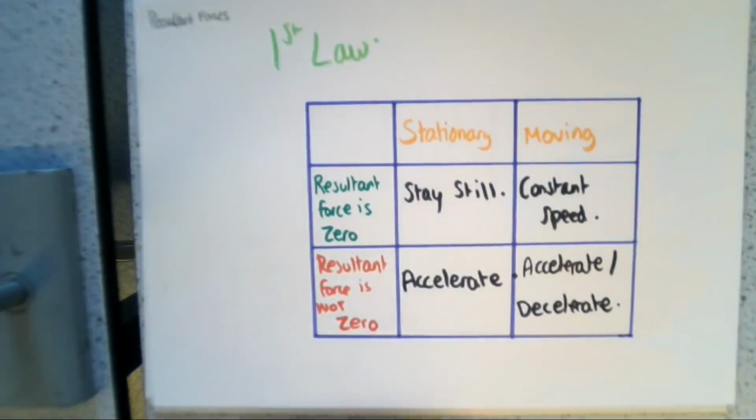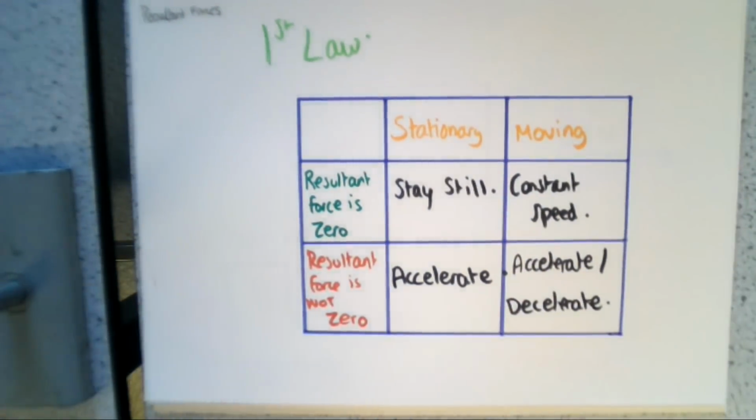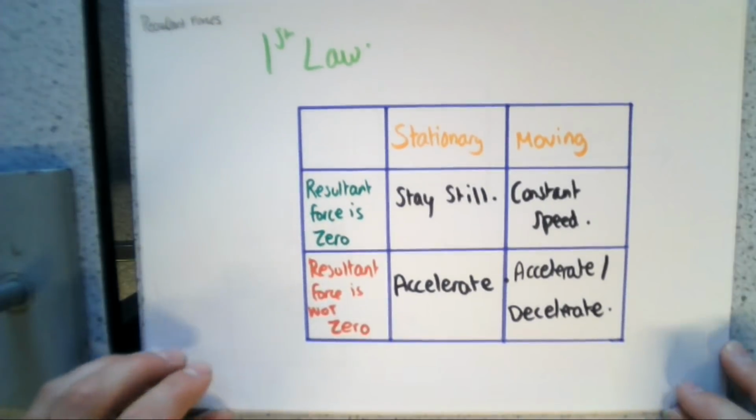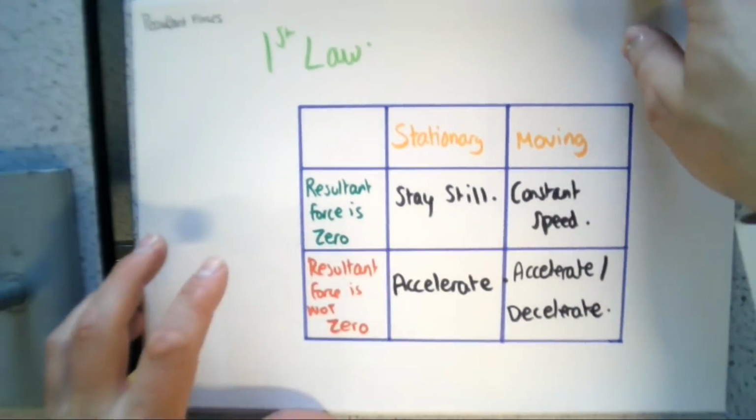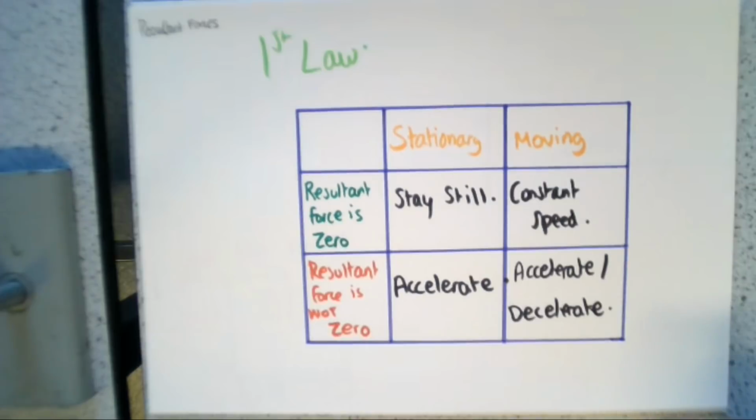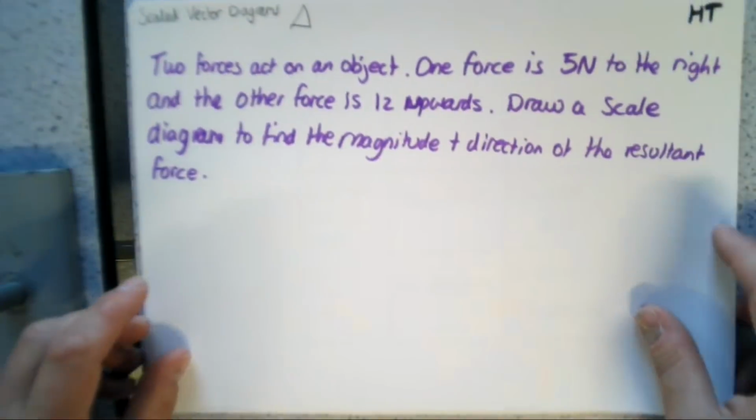Now, the next bit, I will warn you now, is higher tier only. And this is using scaled vector diagrams to calculate resultant force. And I'll say that again, this is higher tier only. On previous ones, you wanted to know which bit's higher tier only and which bit's foundation and higher. Anything with HT at the top is higher tier only.